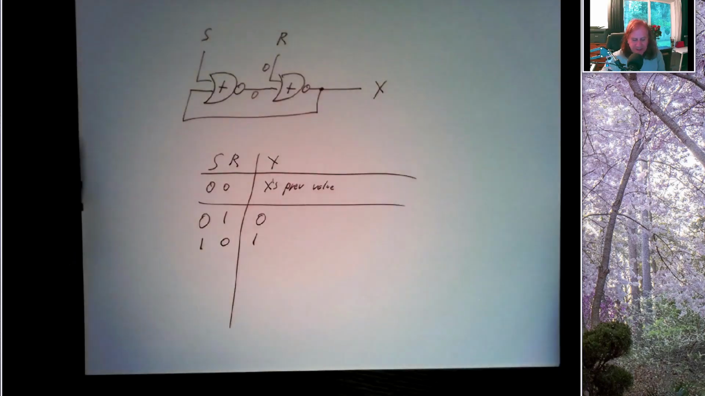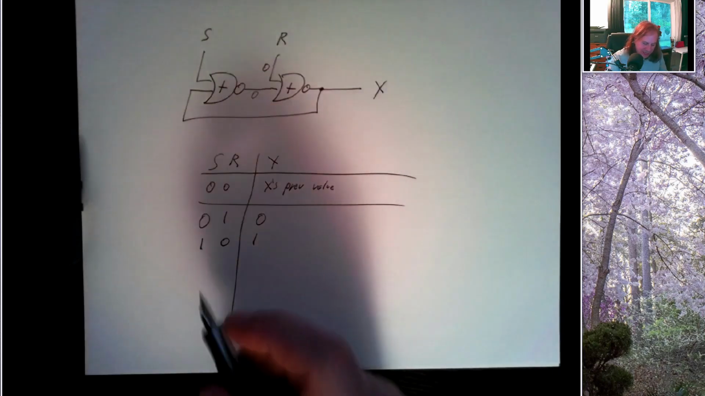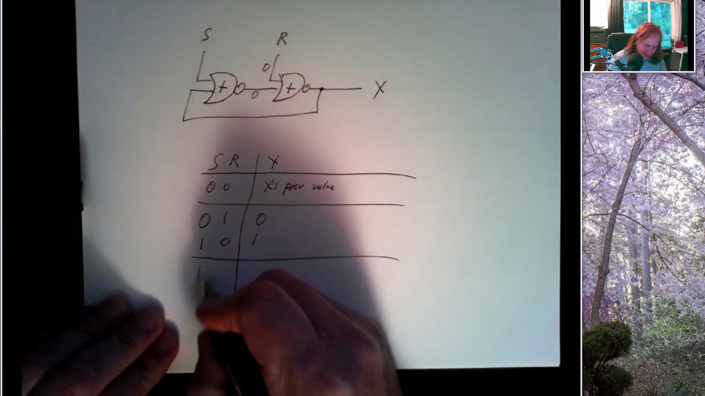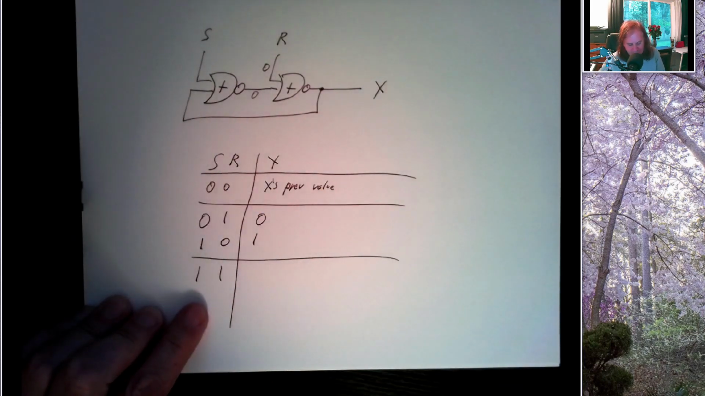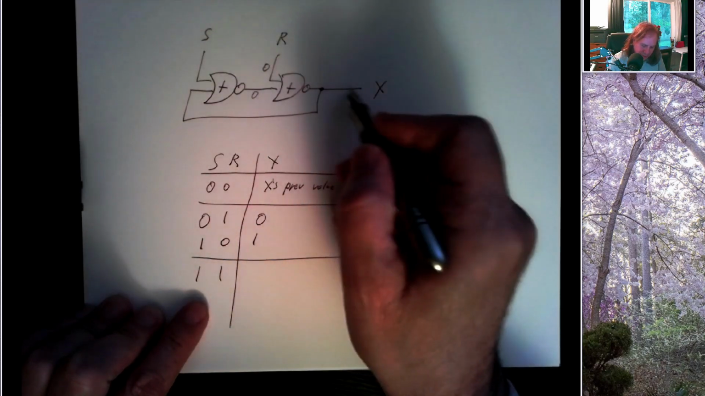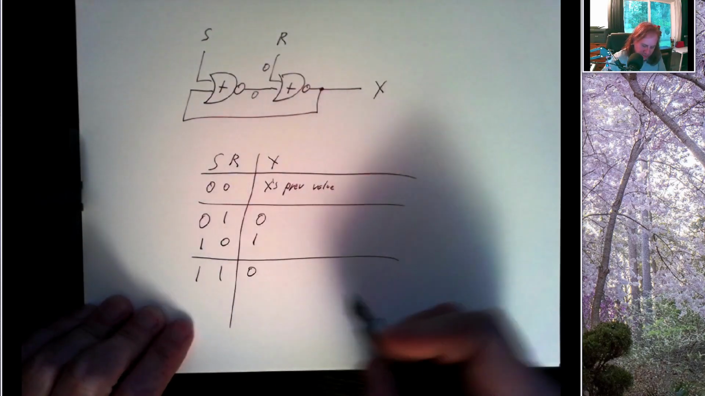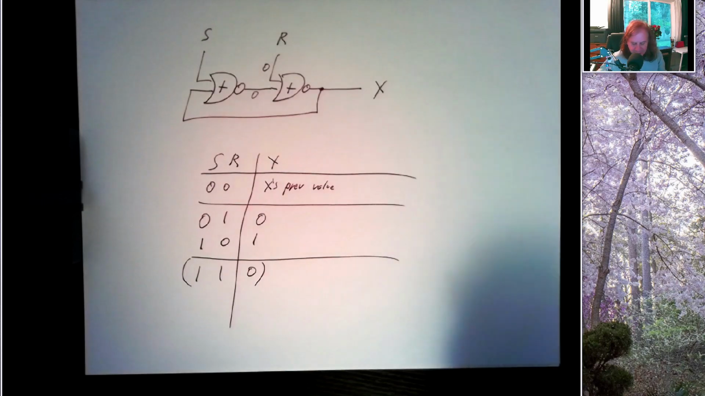So this is a very simple memory element. And in the case where S and R are both 1, the fact that R is a 1 is enough to force X to a 0. But that's kind of an unusual state.